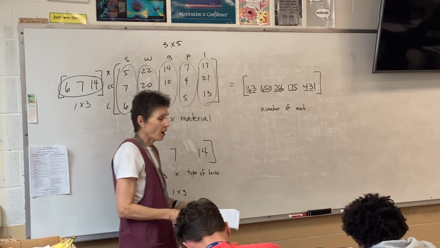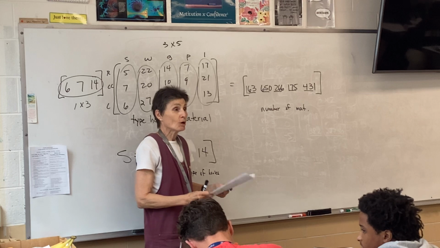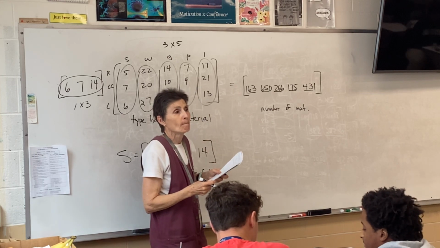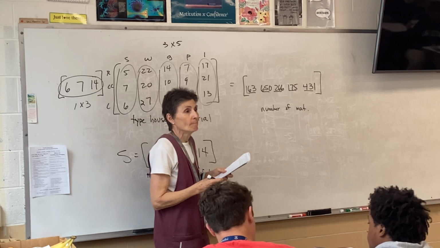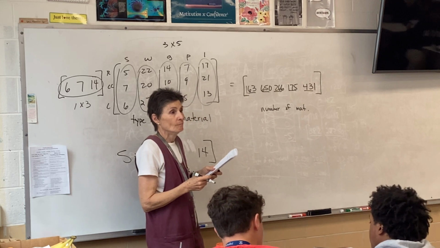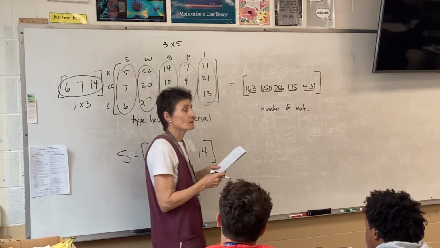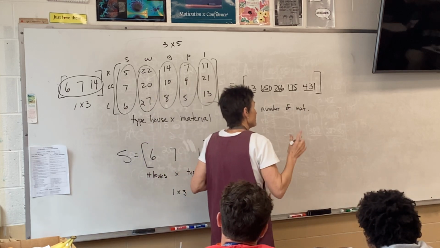All right, any thoughts? What, George? Since the cost matrix is 1 by 5, maybe we can reorganize the 3 by 5 material matrix into a 5 by 3, which are equal. That should be okay.